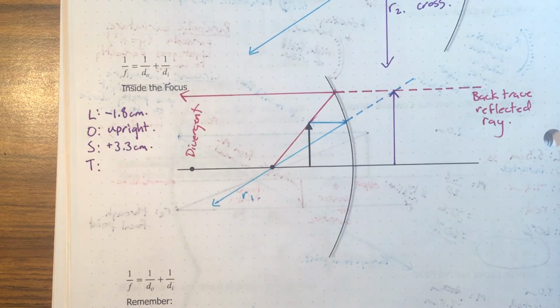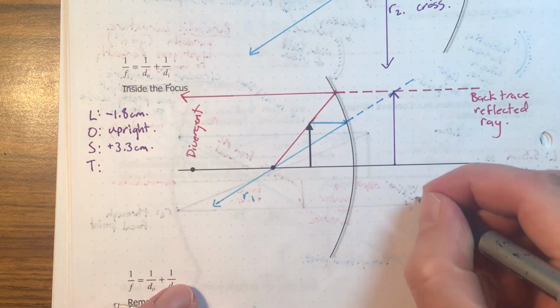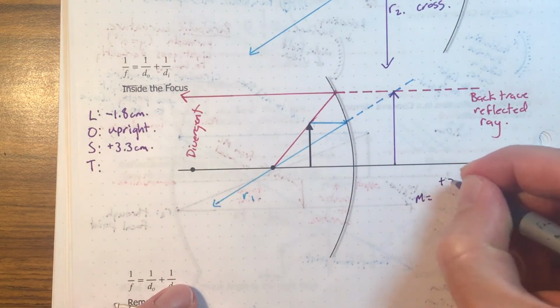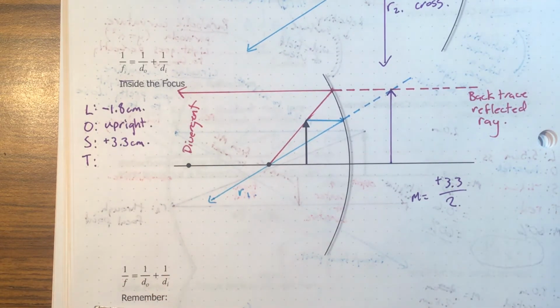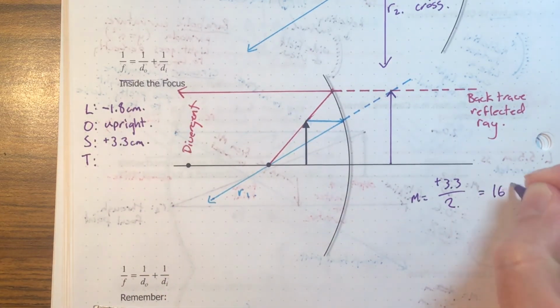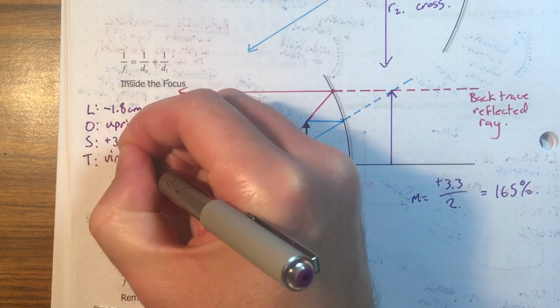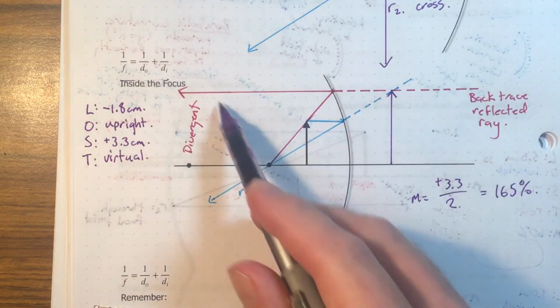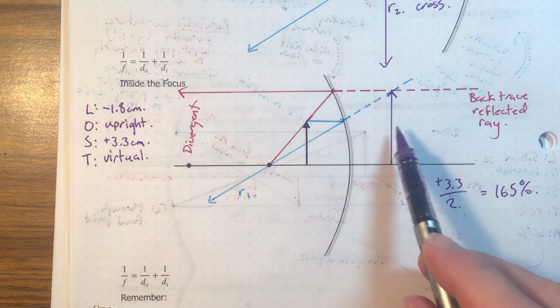So our magnification, well, let's figure out how tall this guy is. This guy's 2 centimeters. So our magnification is equal to plus 3.3 over 2. And I don't know what 3.3 over 2 is off by heart. I should. Really, it's 1.65. So our magnification is equal to 165%. And our type is virtual. It's virtual because it had divergent rays. We had to do the backtracing thing. It's virtual because it's on the opposite side of the mirror.